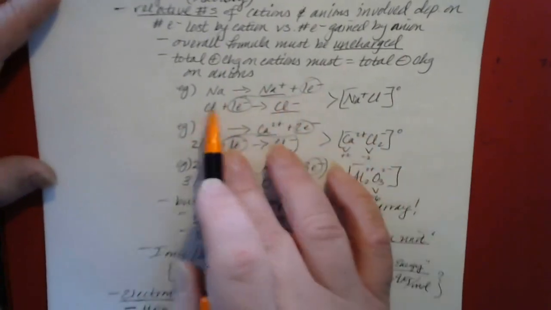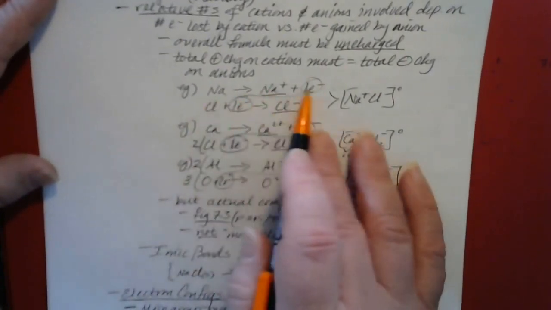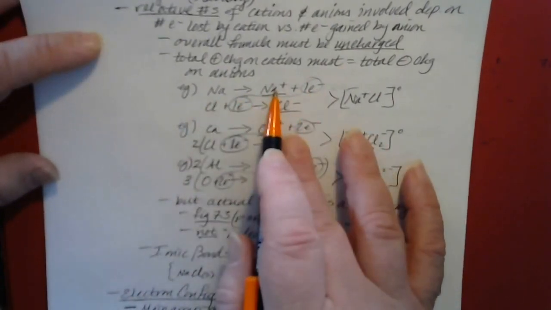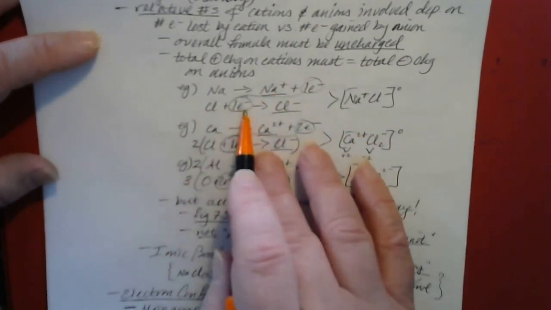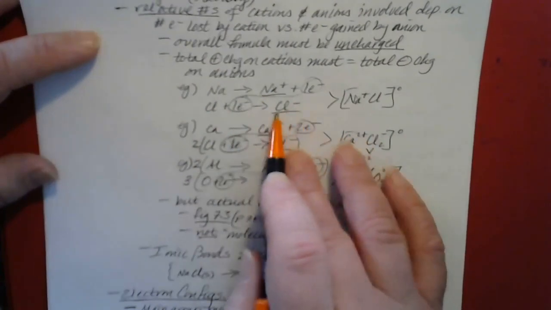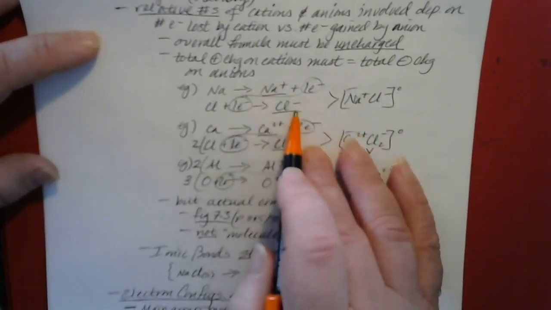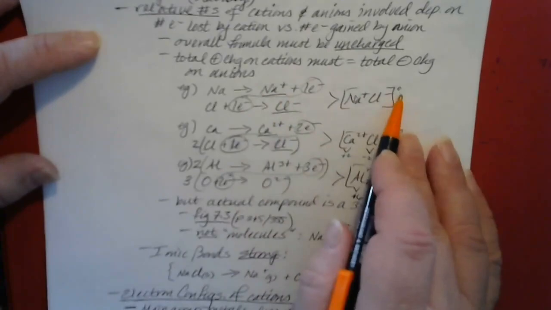on the anions. For something like sodium chloride, it's really easy. A sodium atom releases 1 electron to become a sodium plus ion, and that 1 electron is taken in by a chlorine atom to become the Cl minus ion. And Na plus and Cl minus will then go together in a 1-to-1 ratio for NaCl.